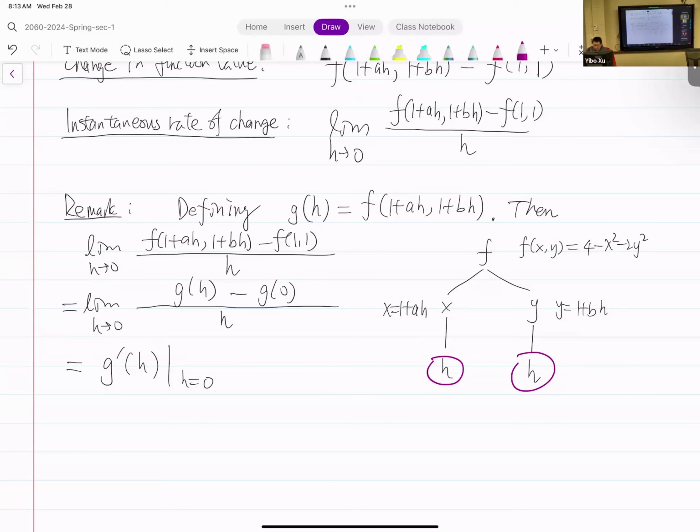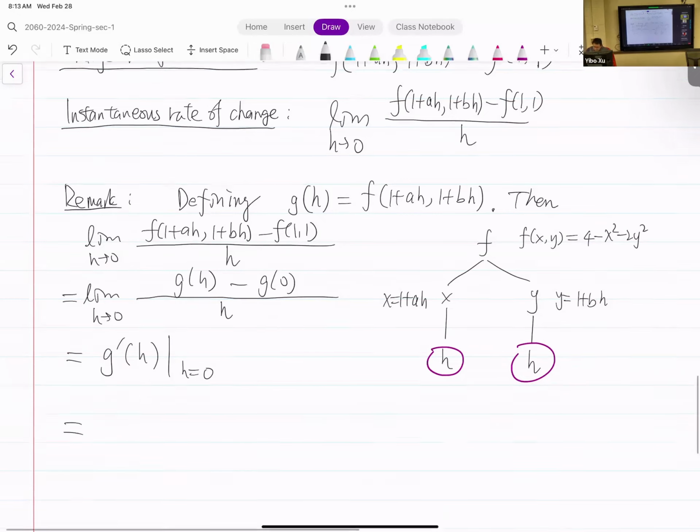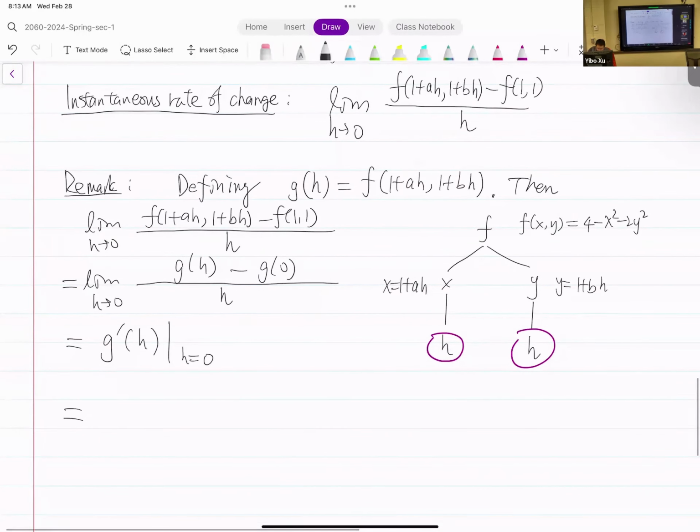So there are two paths, right? Let's write it down. So we have del f del x, dx dh, plus del f del y, dy dh. Okay. So g prime in terms of h is now the chain rule. It's actually chain rule case 1, right? And here we just want to evaluate when h equals 0.